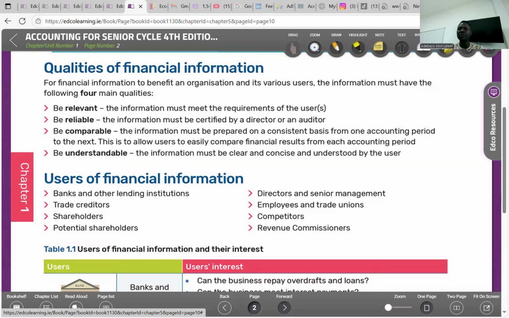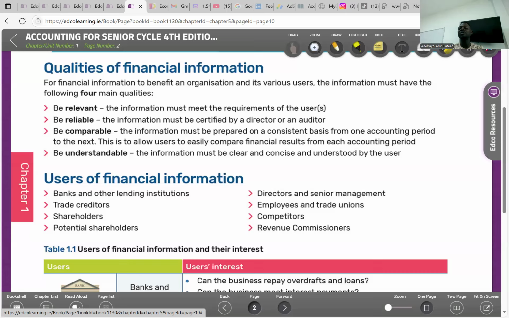Three, be comparable. The information must be prepared on a consistent basis from one accounting period to the next. This is to allow users to easily compare financial results from each accounting period. So there must be consistency in preparing accounting information. Without that, it becomes difficult for accounting users to compare the previous record with the present record.